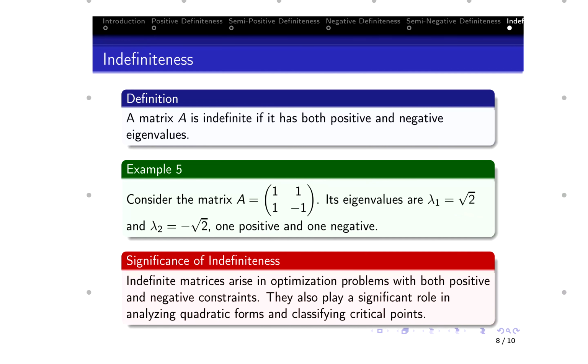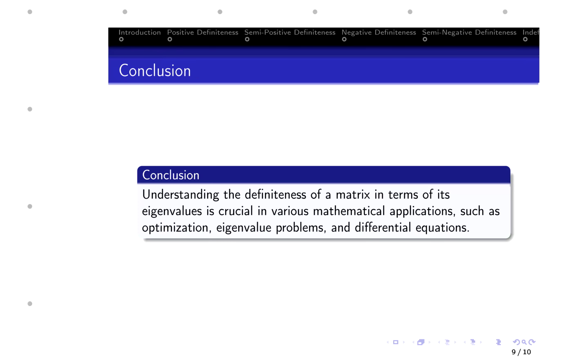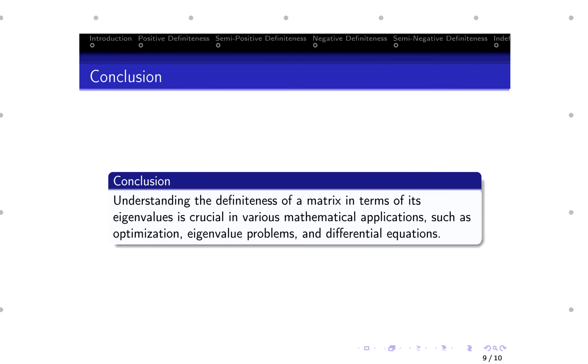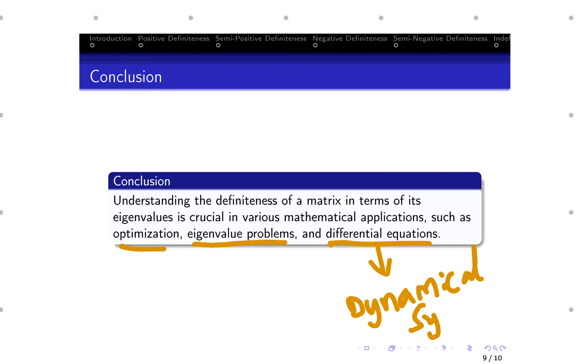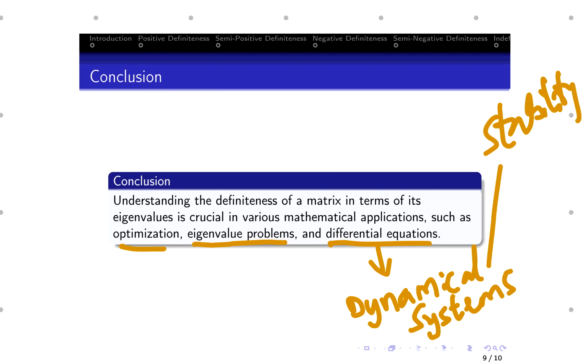So in conclusion, understanding the definiteness of a matrix in terms of its eigenvalues is crucial in various mathematical applications, such as optimization, eigenvalue problems, and differential equations. Under this, you get to talk about something like dynamical systems, right? We are concerned about things like stability. We are concerned about things like chaos. You know, we are concerned about stability and chaos and all that. So definiteness is actually very useful.